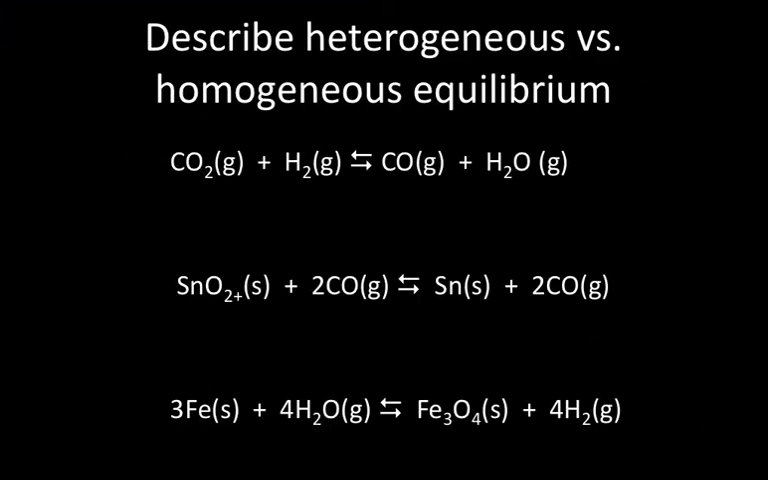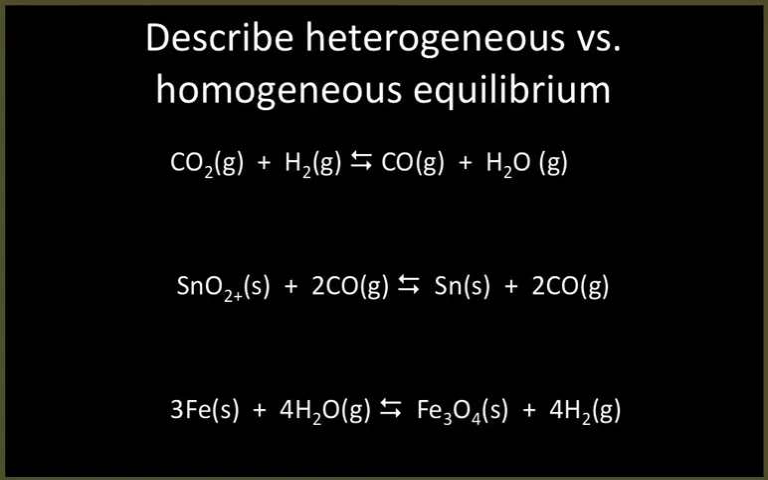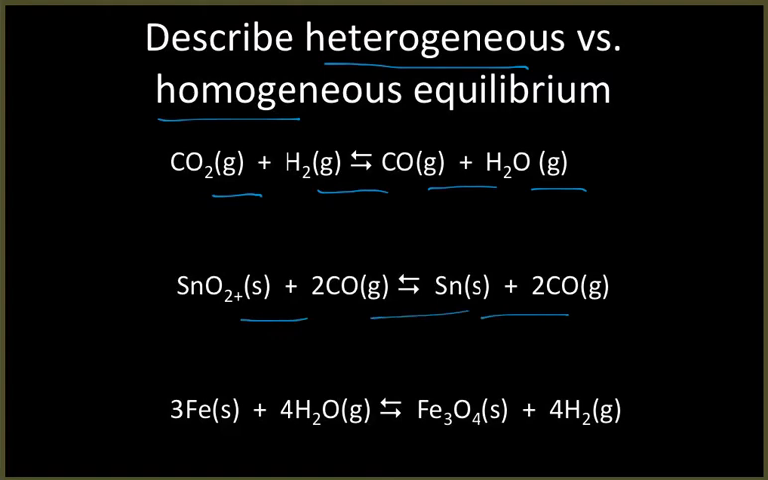The next thing we looked at was heterogeneous versus homogeneous equilibrium. Heterogeneous means the components involved are in different states of matter. Homogeneous means they're in the same state of matter. So this first one, these are all gases, so that would be a homogeneous equilibrium. The next two have solids and gases. Those would be heterogeneous equilibrium systems because they have things that are present in different states.